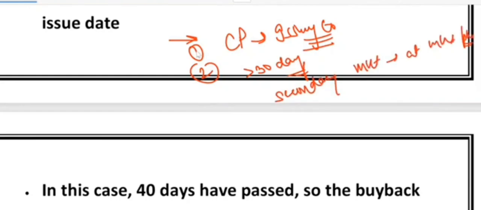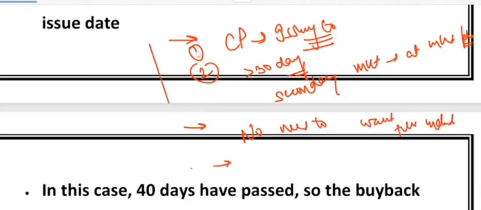So someone asks you whether buyback is possible at the face value. No, remember, buyback is not possible at the face value. And the fourth point I told you, no need to wait until maturity. You need not wait till maturity, right? So I told you in this particular case, since 40 days have passed, buyback is allowed.